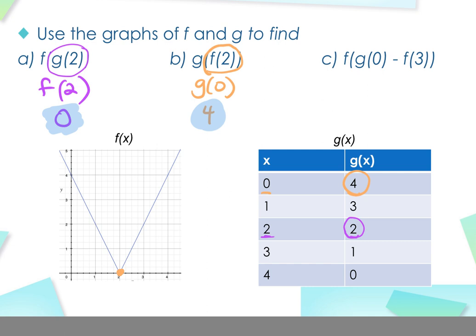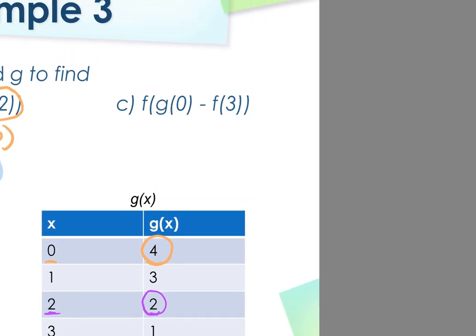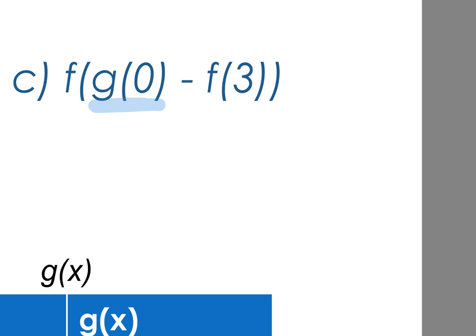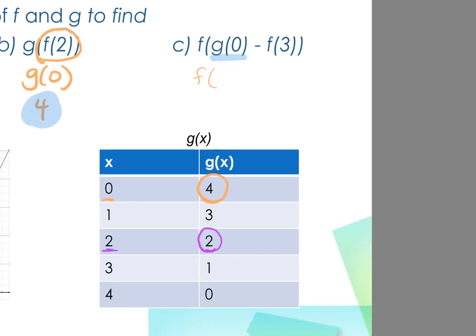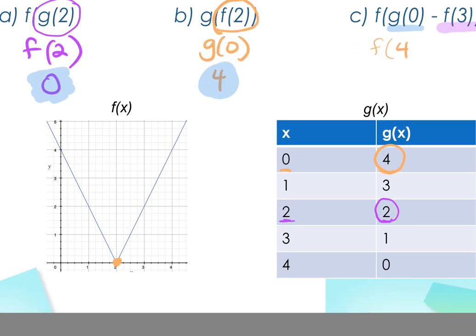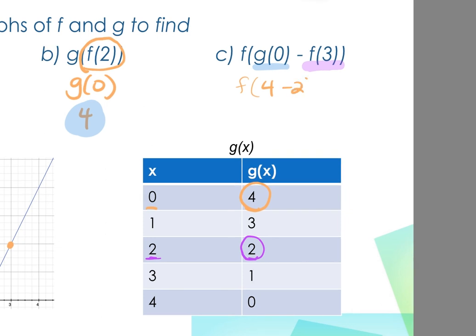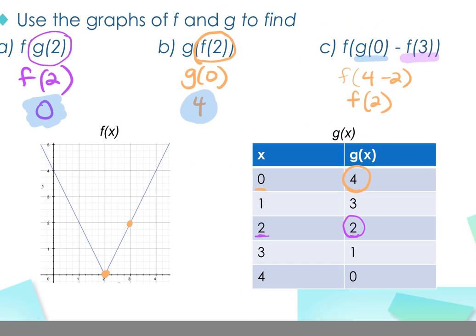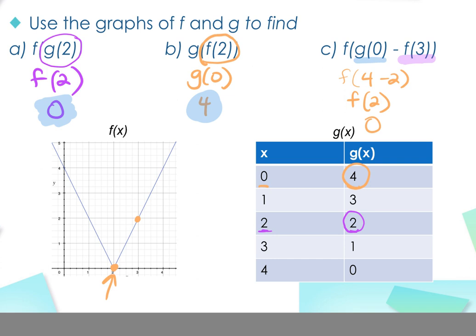Okay, now look at C. C says find f of g of 0 minus f of 3. So take it apart. I'm going to first do g of 0. So I'd get f of g of 0 is 4. Then I'm going to find f of 3. I go to the graph. f of 3 is 2. And then I want to find f of 2, which is, what's f of 2? 0. f of 2 is this one. Yeah, you got to do the graph for f. Questions on that one?